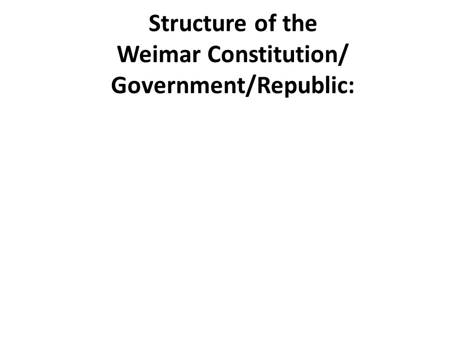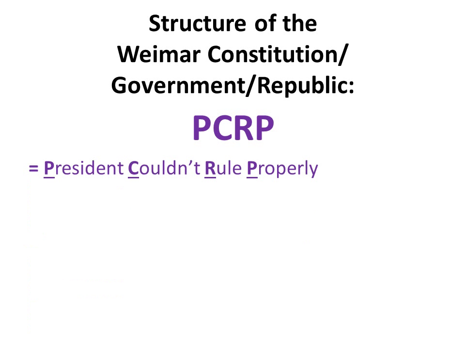Structure of the Weimar Constitution, otherwise known as the Weimar Government or the Weimar Republic, the easy way to remember it is PCRP. Basically, if that's not memorable enough, it's a sentence. The president couldn't rule properly, which is basically true. That stands for the different positions in the Weimar government.